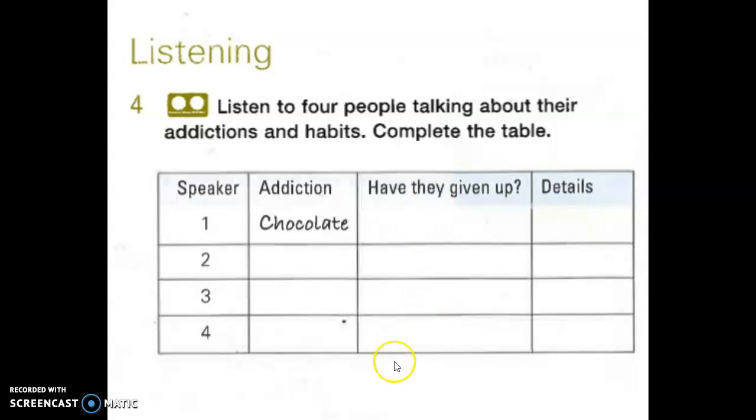Then get the students to talk together. Get them to talk to see what they know, and that'll quickly show you whether you need to play it again or not. Then check the answers to what is the addiction, what have they given up, and then say, right, now I'm going to play it again, and I want you to listen for any details that you get. Obviously, this box is far too small, so I want to think about how this task looks.